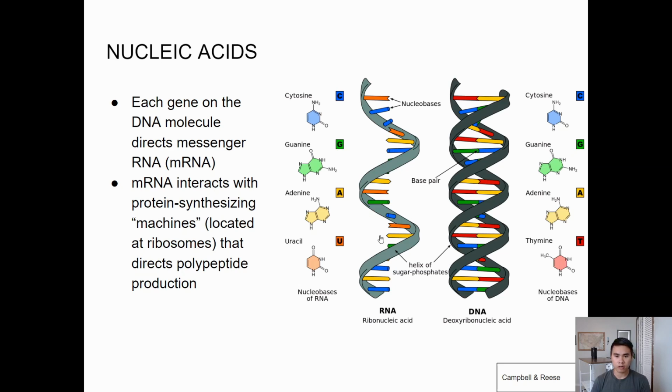So this is RNA, this is DNA. One thing to note, DNA is a double helix, whereas RNA is not a double helix. Oh, also something else to note. Everything's the same except, so cytosine's the same, guanine, adenine's the same, and then uracil instead of thymine.